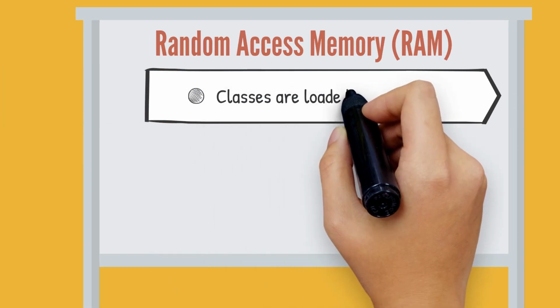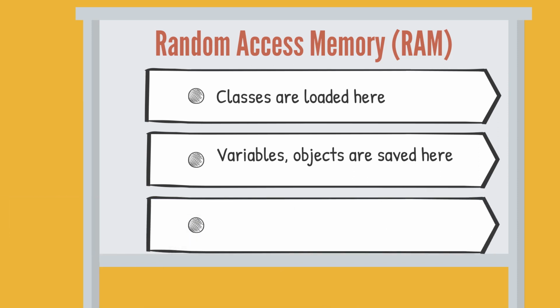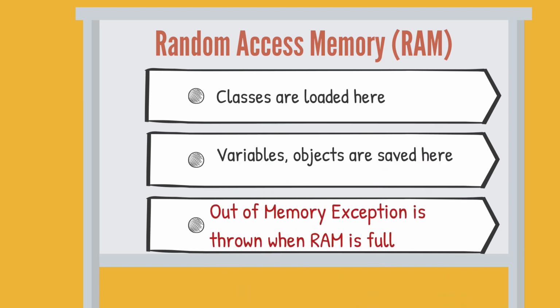RAM is the place where your program is loaded, and the objects and variables that are created during the program execution are also saved here. If the JVM is unable to find a place in RAM to store objects and variables created by a program, an out-of-memory exception is thrown.